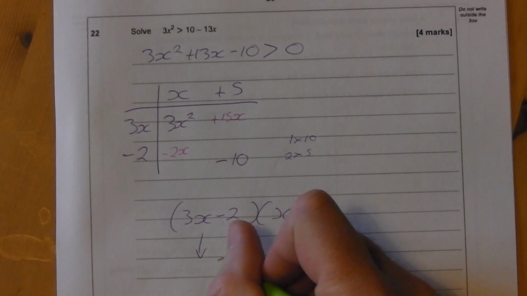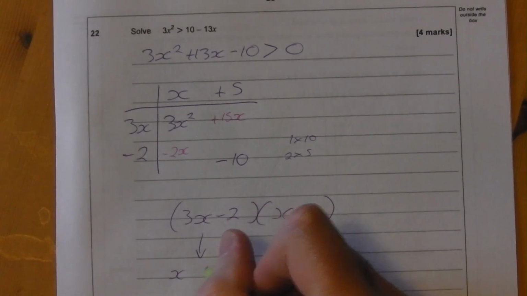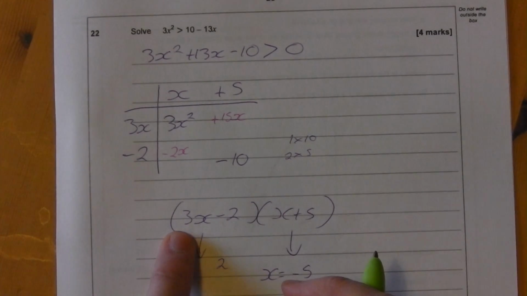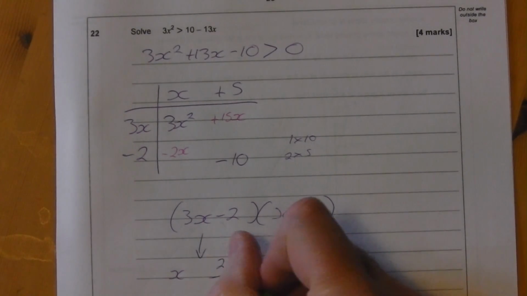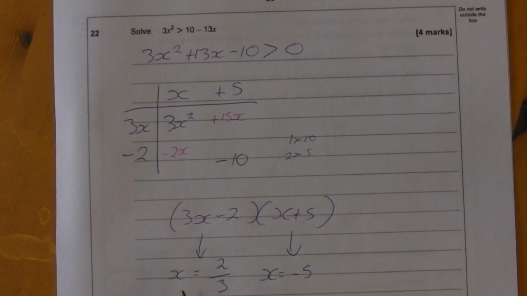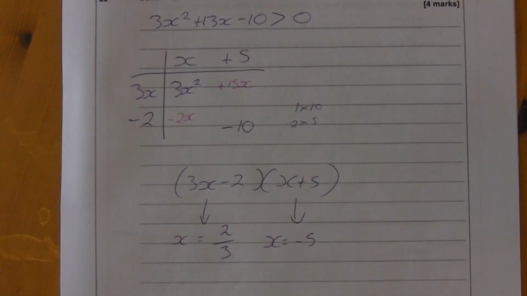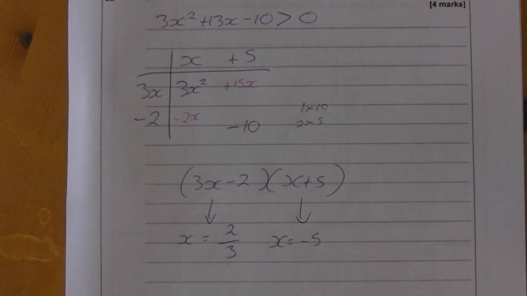We've got our 2, but of course it's been times by 3 there, so we have to divide by 3 to show that there. So x is equal to 2/3 and x is equal to minus 5. And there's our solution.